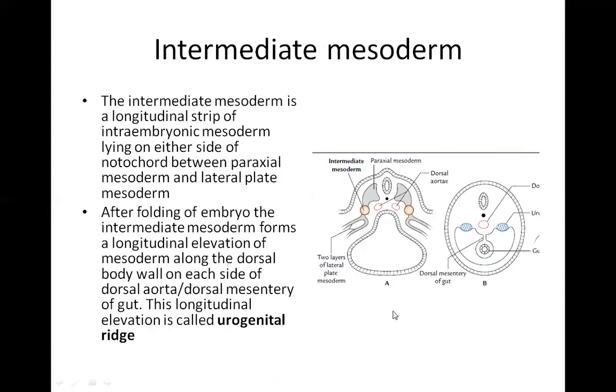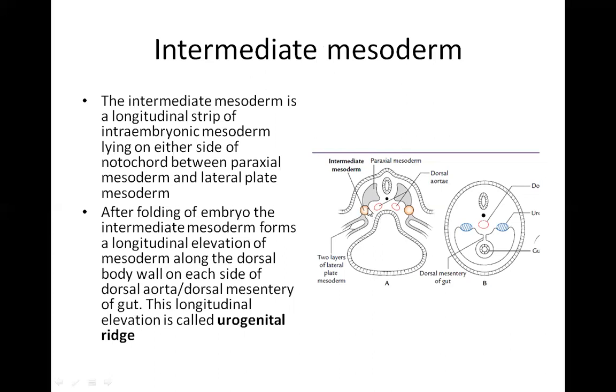So initially, at around the third week, when there was differentiation of the three germ layers, we'll see the mesoderm. This one is the notochord. This one is the neural tube. This one is the notochord. This one is the paraxial mesoderm. Lateral to it is the intermediate mesoderm, and this one is the lateral plate mesoderm.